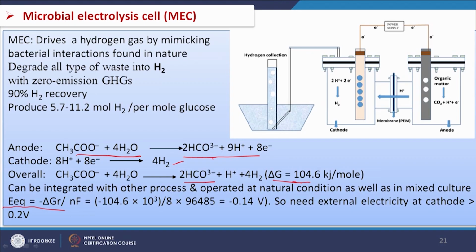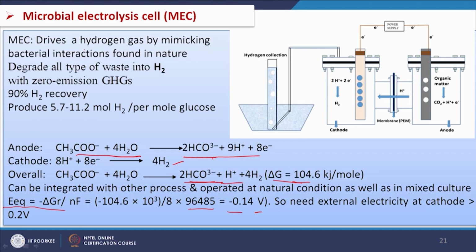So, in this case delta G R is 104.6, n is 8, and F is Faraday's constant value. By putting this value we get minus 0.14 volt. So, this amount of voltage is needed at the cathode for performing this reaction. The reaction which was taking place in MFC we can stop, and that reaction can be converted to this mode by the application of this external voltage.